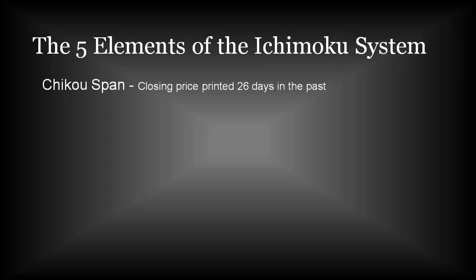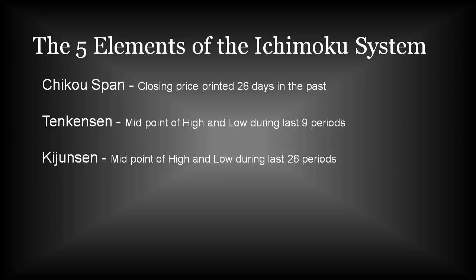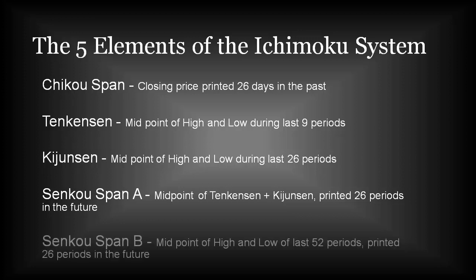First of all, we have the Chikou span, which is the closing price printed 26 days or periods in the past. Then we have the Tenkan-sen, which is the midpoint of the high and low during the last 9 periods, and the Kijun-sen, which is the midpoint of the high and low during the last 26 periods. Then we have Senkou span A, which is the midpoint of Tenkan-sen and Kijun-sen added together, printed 26 periods in the future. And Senkou span B, which is the midpoint of the high and low of the last 52 periods, printed 26 periods in the future.